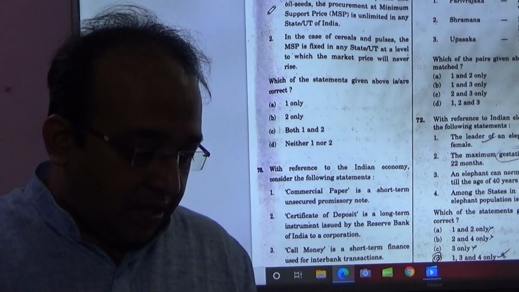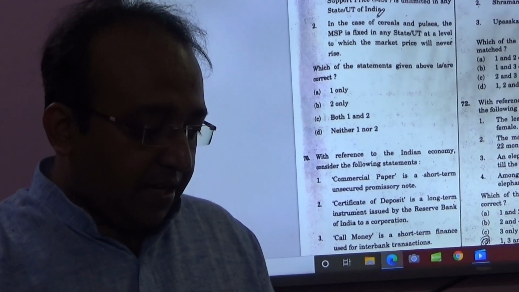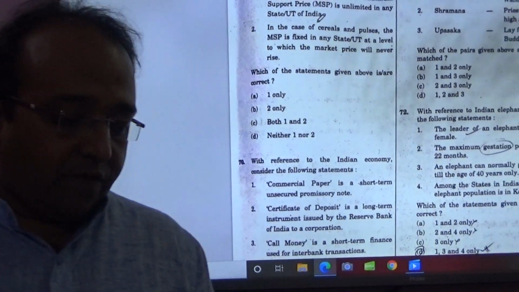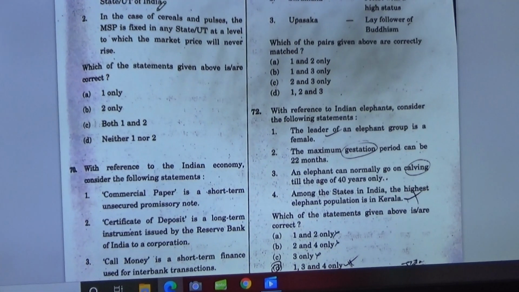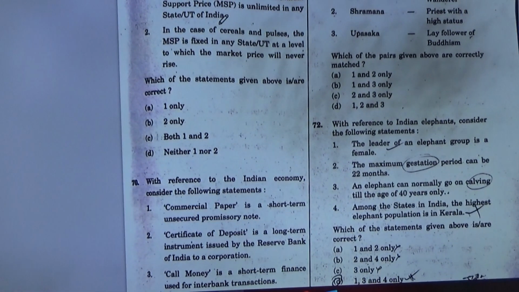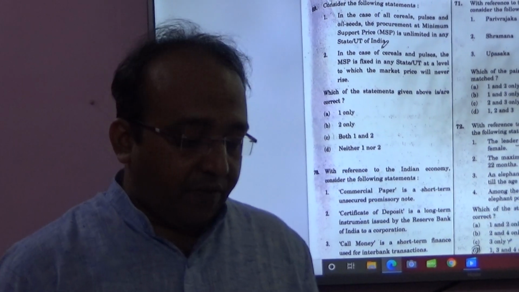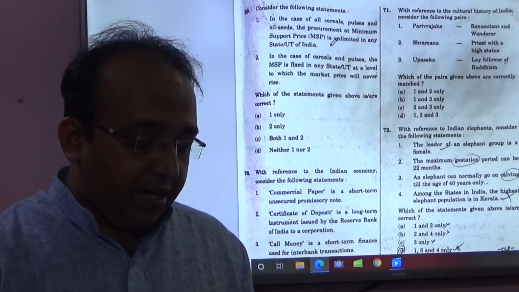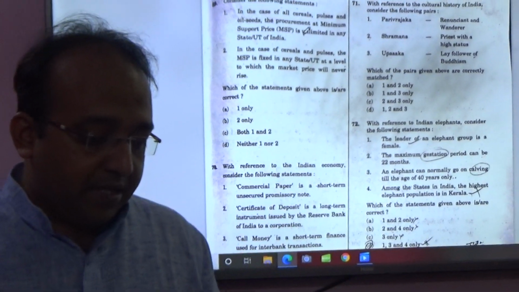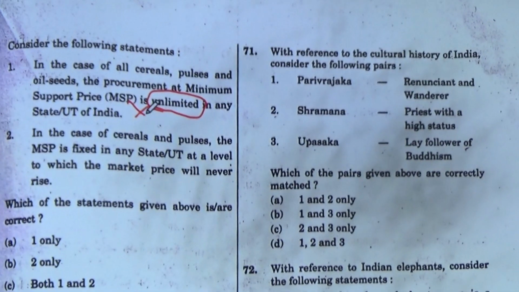Question number 69 is another economy question. It has been asked in the context of MSP. There is a limitation on MSP procurement by the FCI in different states. It doesn't mean that there is unlimited procurement at the MSP price of the food crop. So this particular word, unlimited, is incorrect, and therefore this statement is incorrect.